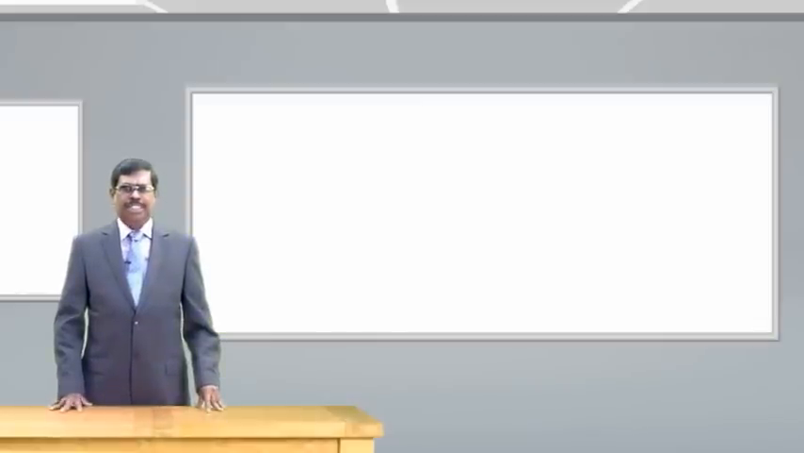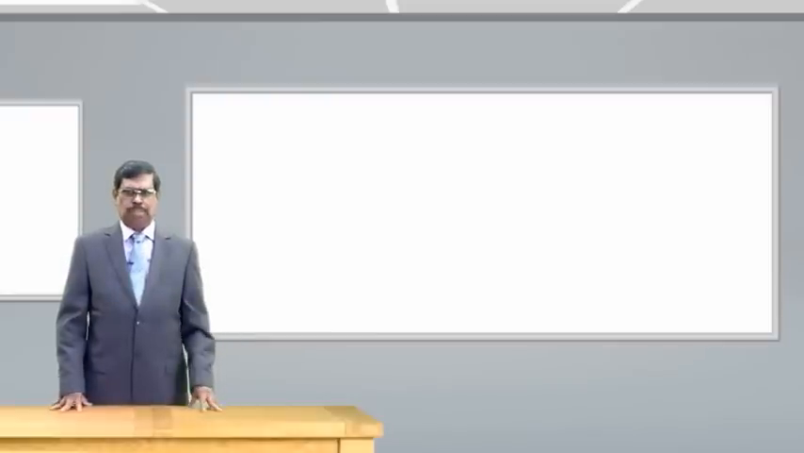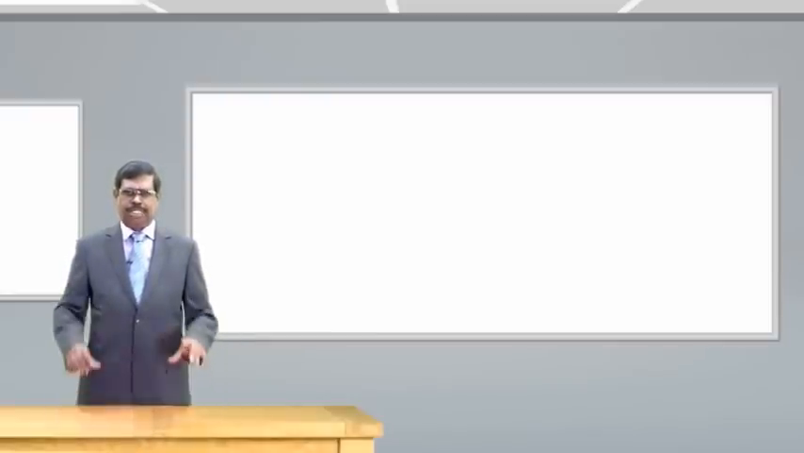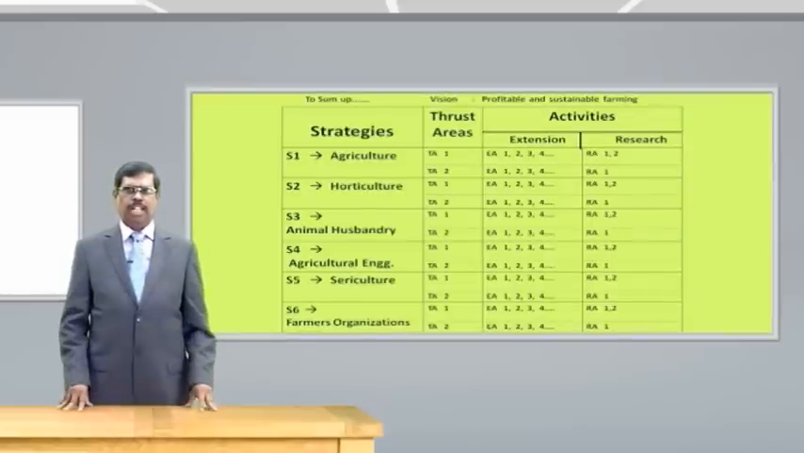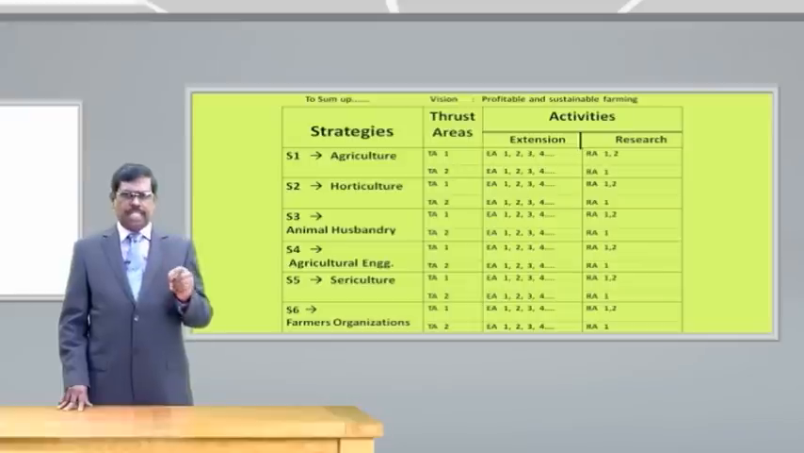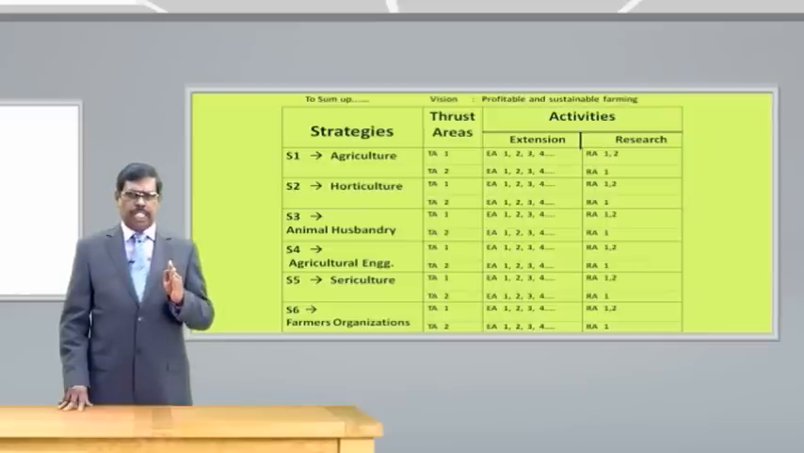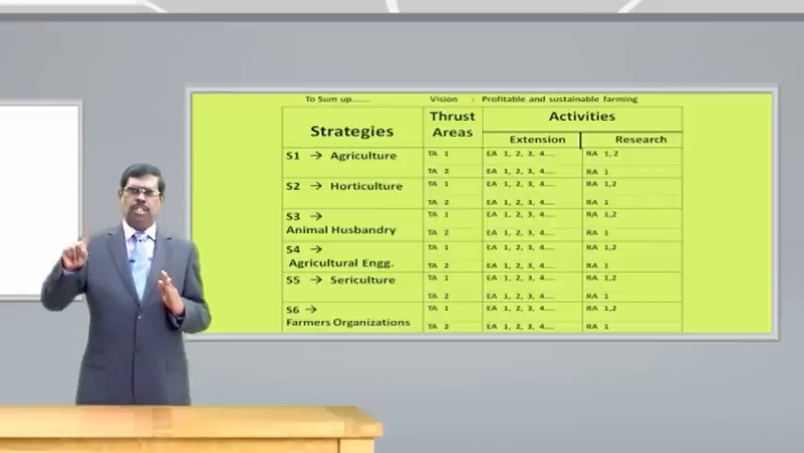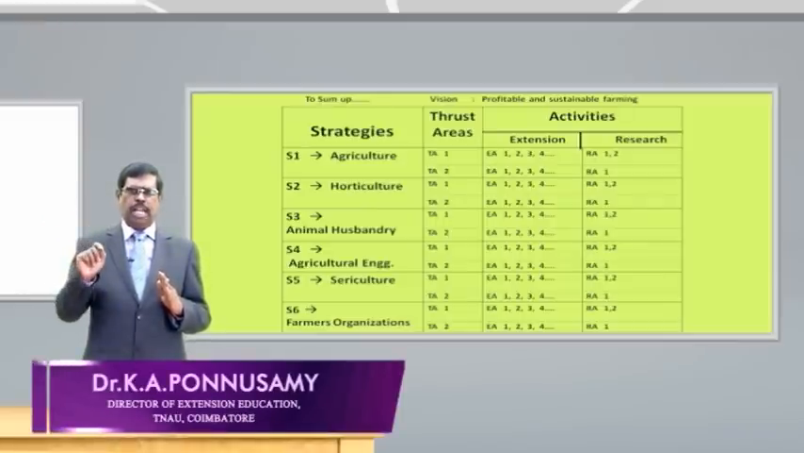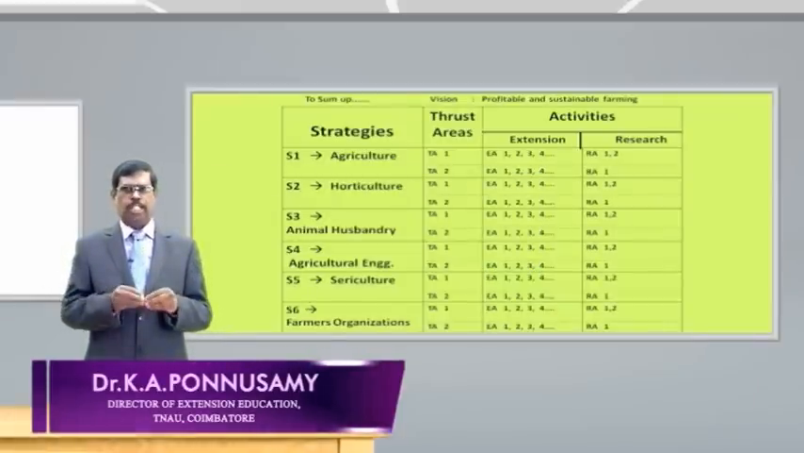Okay, my dear friends, now I would like to sum up. It is schematically I am giving this SREP, as already we have seen several concepts. For example, you see vision. Vision is profitable and sustainable farming. And there can be strategies related to agriculture, S1, S2 horticulture, S3 animal husbandry, agriculture engineering, sericulture and farmers organizations. That means if our vision is profitable and sustainable farming, we need to have strategies related to all these enterprises and various commodities within each enterprise.